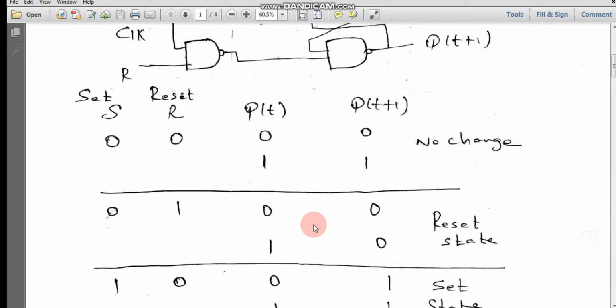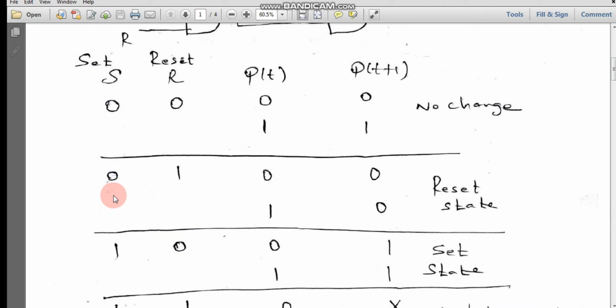The next input combination is 0 1, where S is 0 and R is 1, which is the reset state. For this combination, whenever the Q of t present state is 0, Q of t plus 1 is 0. Whenever Q of t is 1, Q of t plus 1 is also 0. This is the reset state. From this you conclude that for this 0 1 combination, whatever the Q of t value, either 0 or 1, you get 0 at Q of t plus 1. So the next state is 0 for this reset condition. That's why it is called reset.